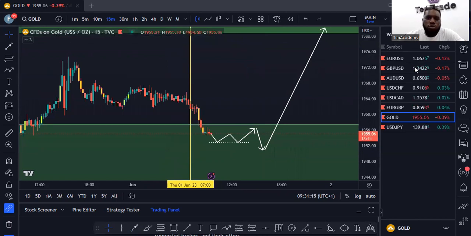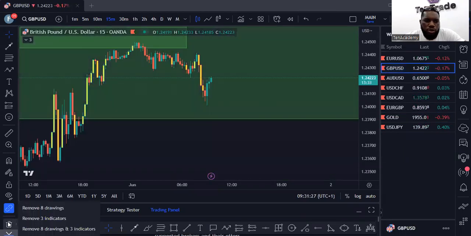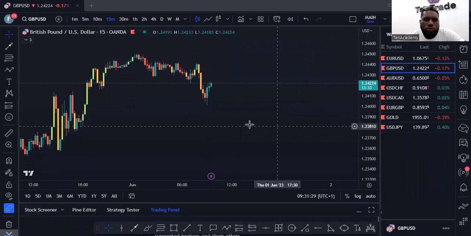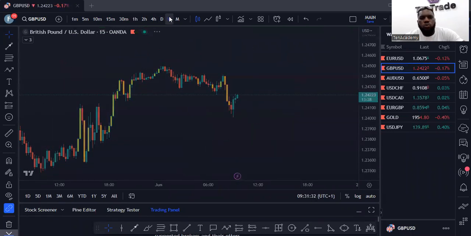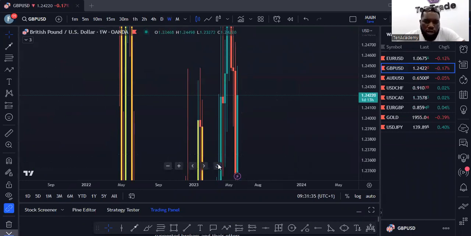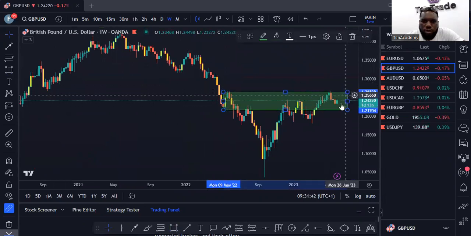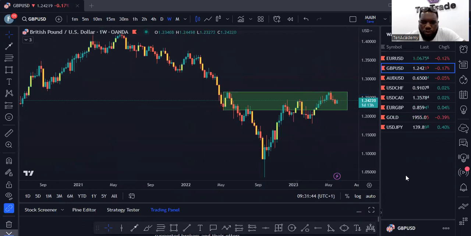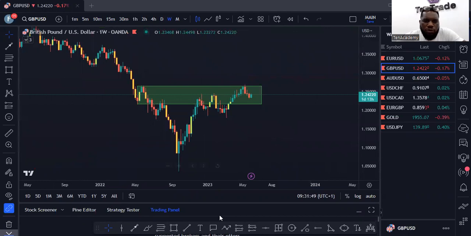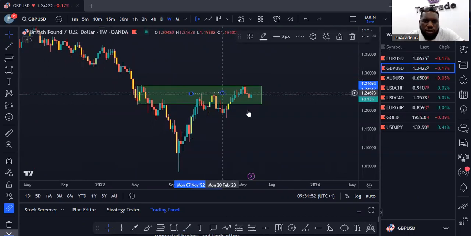Now let's also do a recap on GBP USD. So we also checked out GU in a second, GBP USD. So GBP USD, as always, weekly. What have we been saying that price should do? Funds currently reacting to this particular supply here. And we've seen equal highs being taken out.